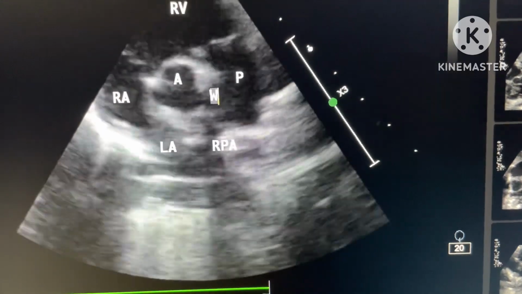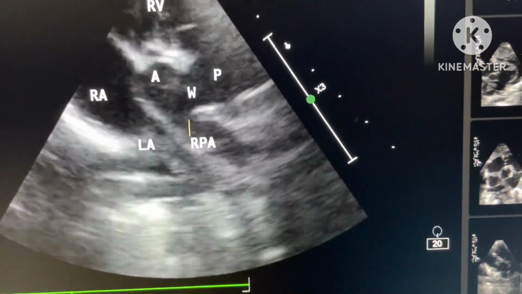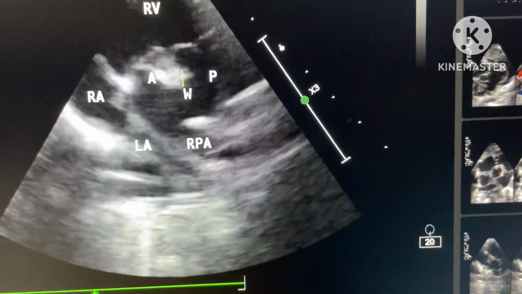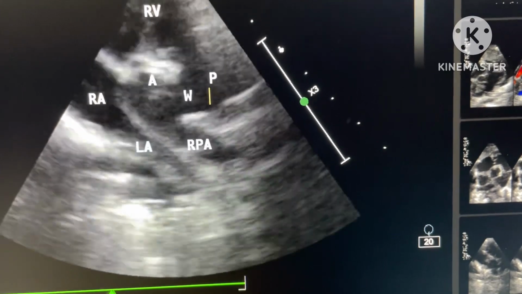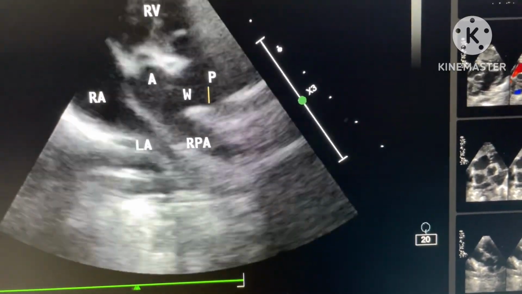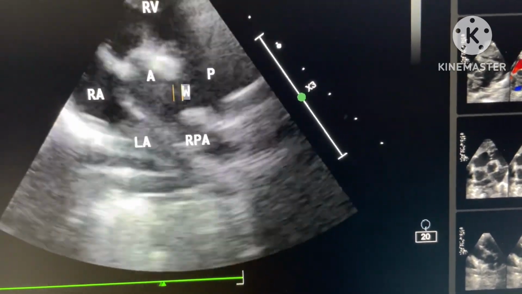This is window. This is right pulmonary artery branch. So what you see, there is defect between aorta and pulmonary artery that creates window. That window means flow is communicating between aorta and pulmonary artery.